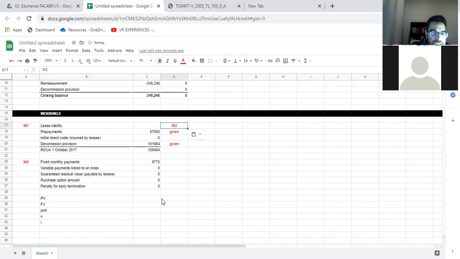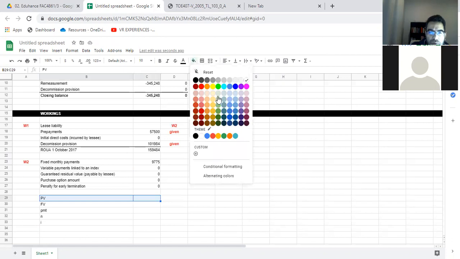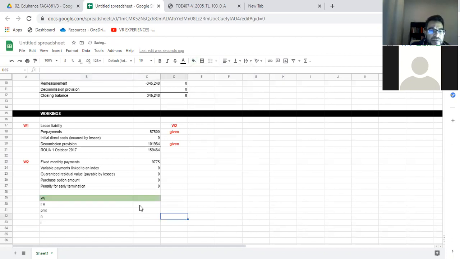So we want the present value. So we'll need a future value. So remember, the future value would either be the guaranteed residual value. It could be as well as the purchase option amount. It could be the penalty for early termination. Remember, what is the future value? The future value is the lump sum payment at the end of the lease term.